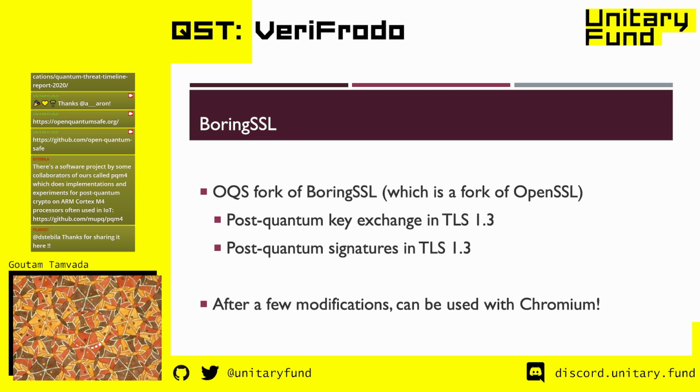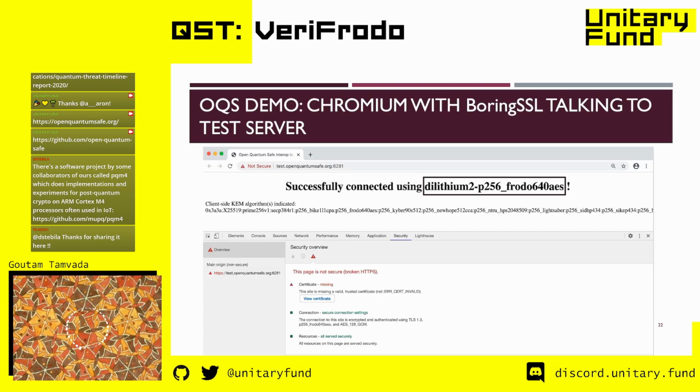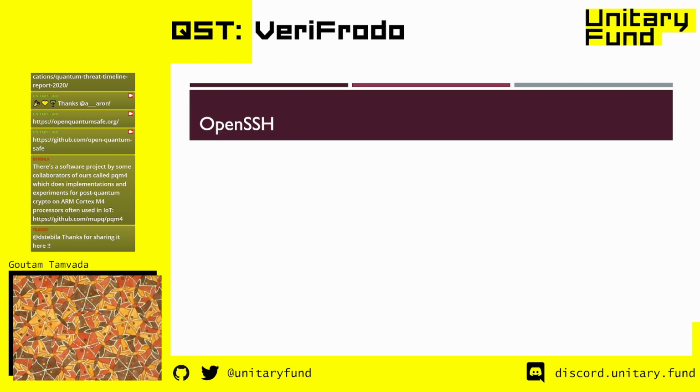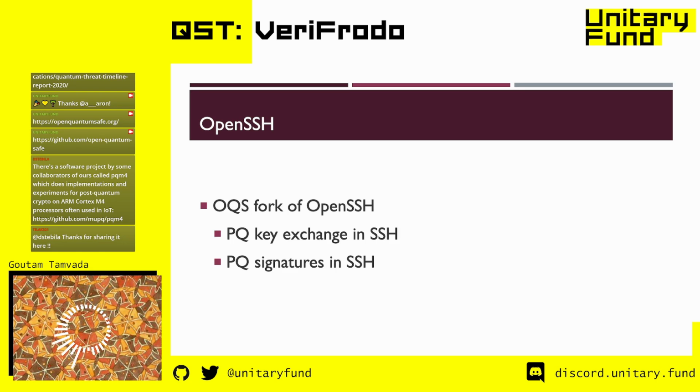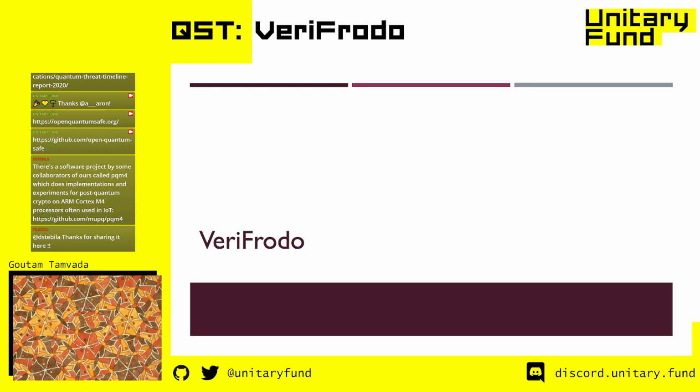So yeah, here's a demo of Chromium again connecting to test.openquantumsafe.org, using the same combination of Dilithium and Kyber. We also maintain a fork of OpenSSH that, surprise, surprise, is called OQS OpenSSH, and we've also been able to add post-quantum key exchange and digital signature algorithms to the SSH protocol. And yeah, so that's it for the Open Quantum Safe part. If I can pause, if anybody has any questions.